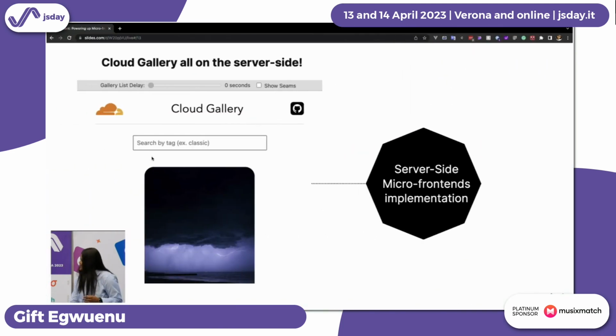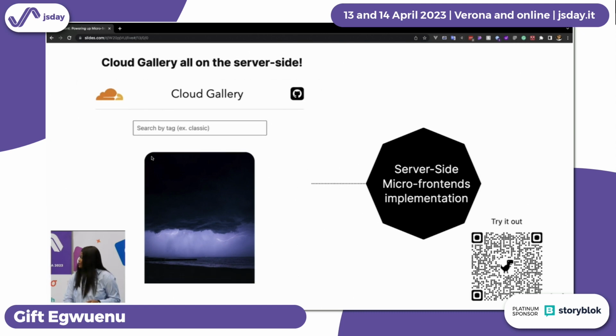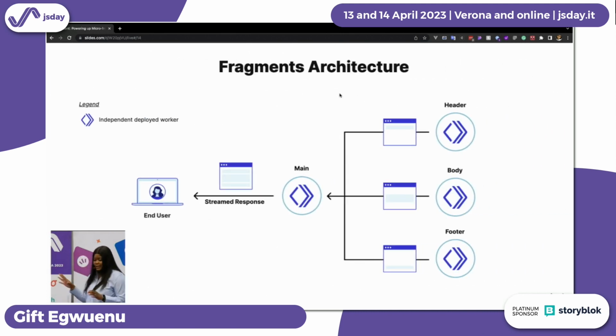But how exactly does that work on the backend? By the way, if you want to play with this demo, you can scan that QR code to get access to it to play as I am speaking about it. But how is all of this possible on the server side? Let's take a look at this architecture diagram here.